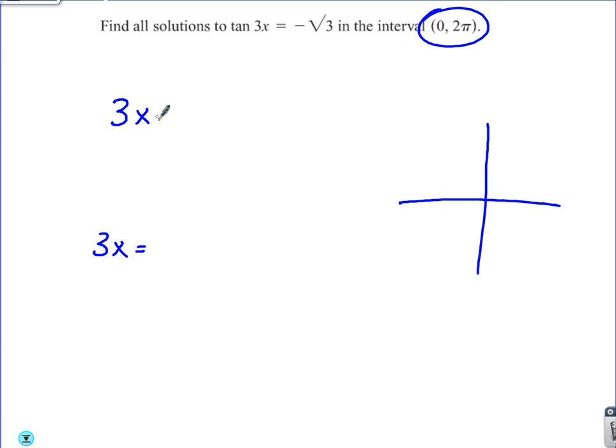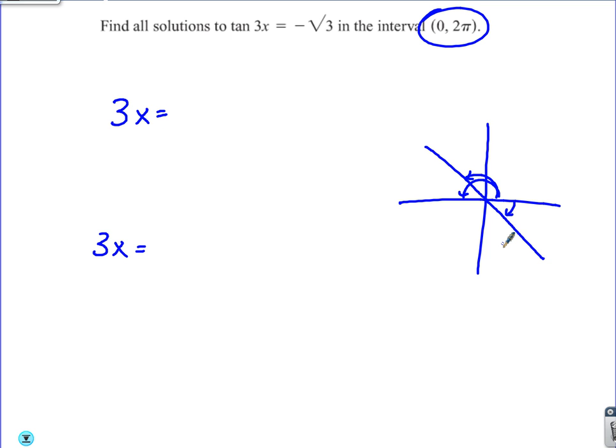So that angle must be what? Negative root 3. Let's say tangent's negative here and here. But we're only worried about the tangent within one period. And you can plug it into your calculator, I'd rather you not, because that's one of your common ones. You can either give me this angle, or you can give me this angle, either one.